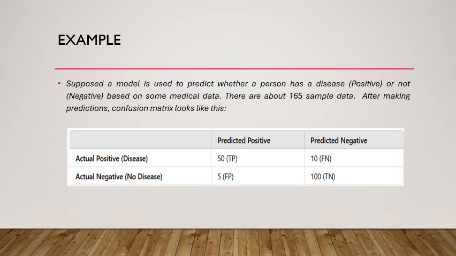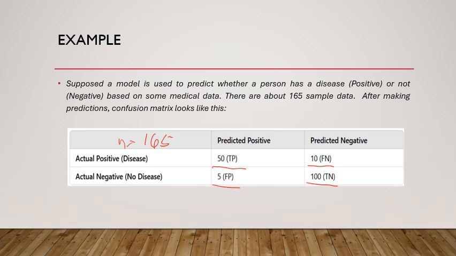Let's put this into an example. So we have here a given example. Suppose a model is used to predict whether a person has a disease, positive, or not, negative, based on some medical data. There are 165 sample data. After making the predictions, the confusion matrix looks like this. So we have here our predicted positive, our predicted negative, our actual positive, and our actual negative. Let's interpret the content of our confusion matrix. There are 165 total samples. We are just going to add the true positive value, the false positive, the false negative, and the true negative. So our N is equivalent to 165.